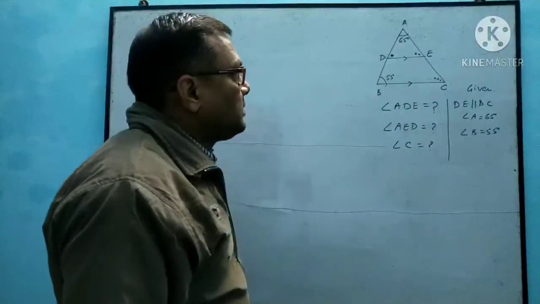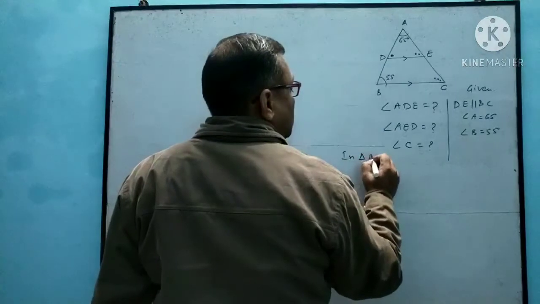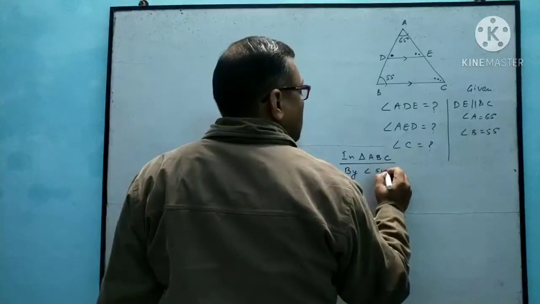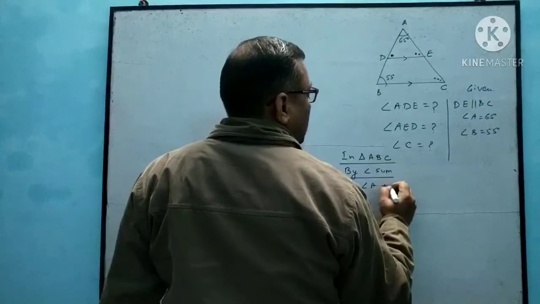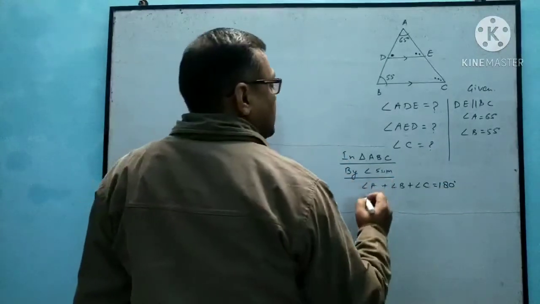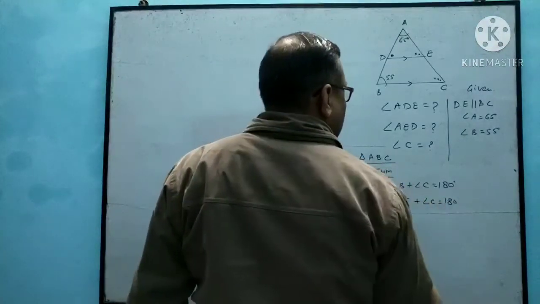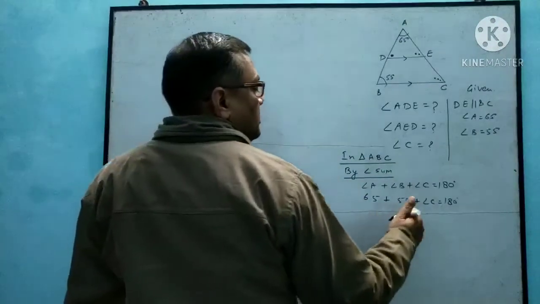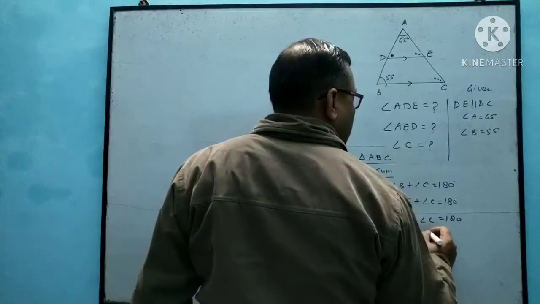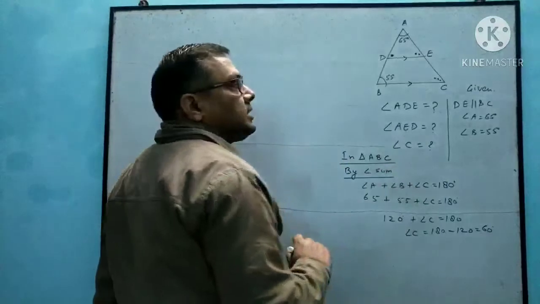So first we start with the main triangle ABC. We write in triangle ABC, by angle sum property, we have angle A plus angle B plus angle C is 180 degrees. We put the values: angle A is 65, B is 55, and we have to find angle C first. 65 and 55 together make 120 degrees, plus angle C equals 180, so angle C is 180 minus 120, so this is 60 degrees. We have found angle C first, which is 60 degrees.